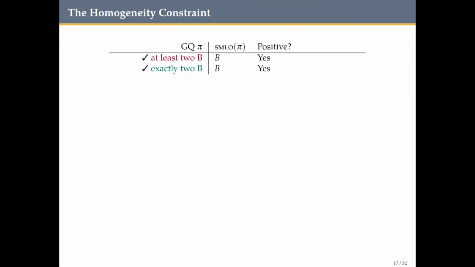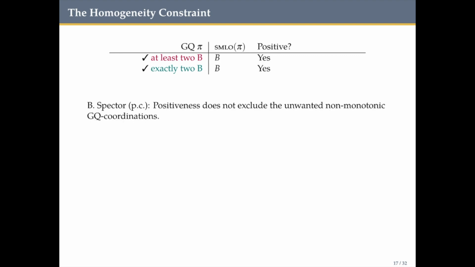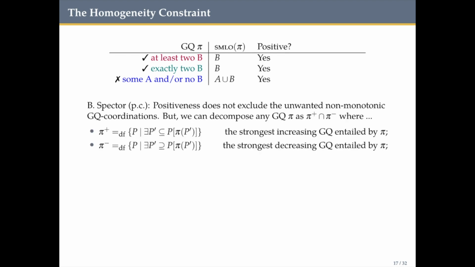The previous slide has only considered cases that involve a simplex generalized quantifier, but Spector points out that the positive constraint does not exclude the unwanted non-monotonic GQ coordinations such as "some A and no B". This quantifier is positive because it ensures the existence of something that is A or B. Fortunately, we can exclude those complex non-monotonic GQs manually.